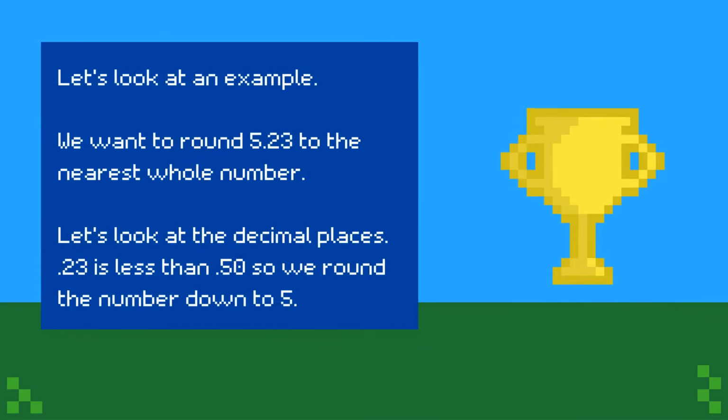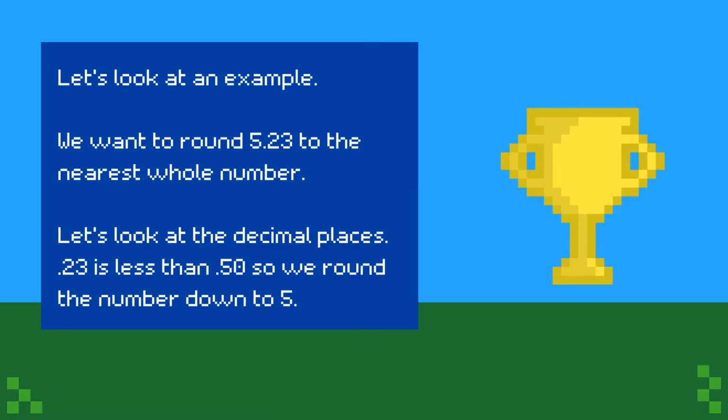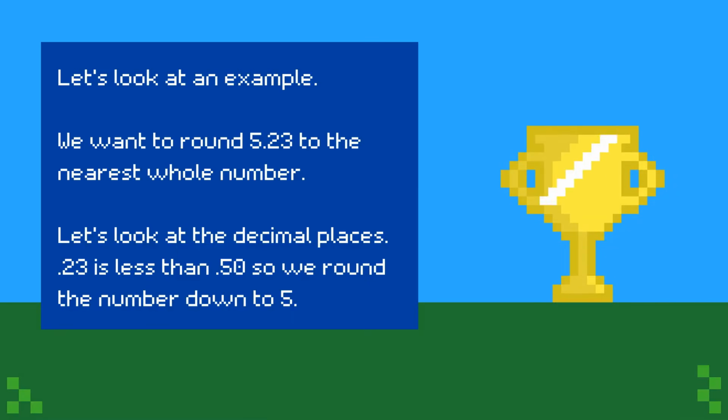Let's look at an example. We want to round 5 and 23 hundredths to the nearest whole number. Let's look at the decimal places: 23 hundredths is less than 50 hundredths. So we round the number down to 5.